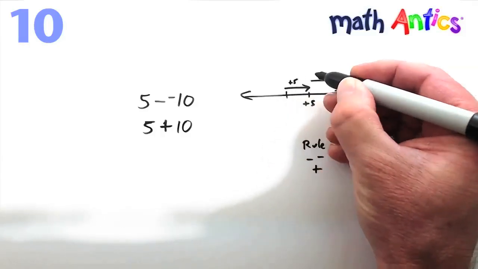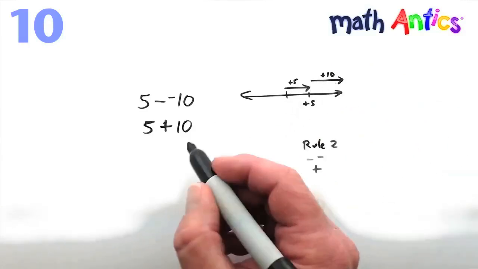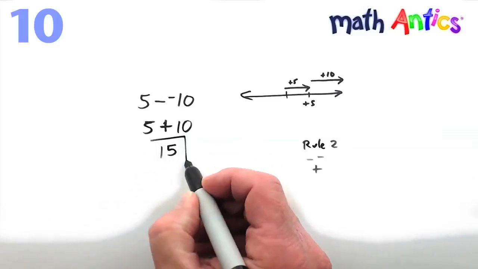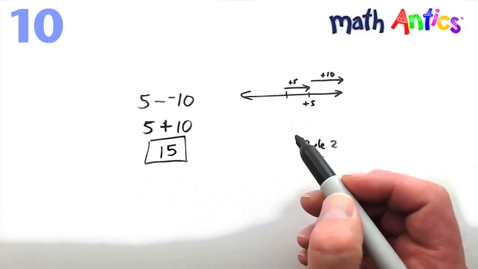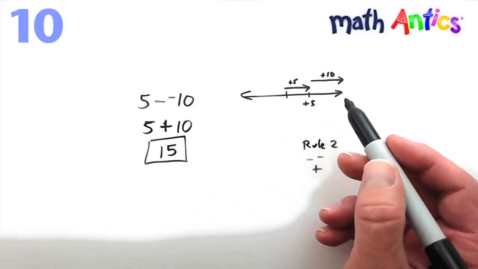Start with +5, add +10, and we all know how to do that. 5 plus 10 is just going to give us +15. It stays positive because we stay on the positive side of the number line. And this is what we call in the video a case 1 problem.